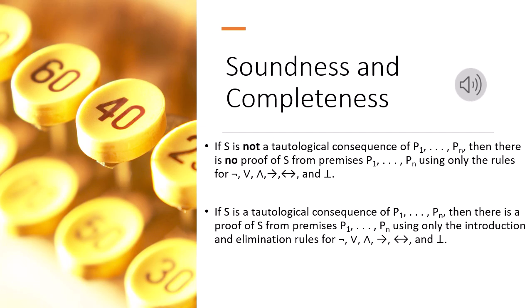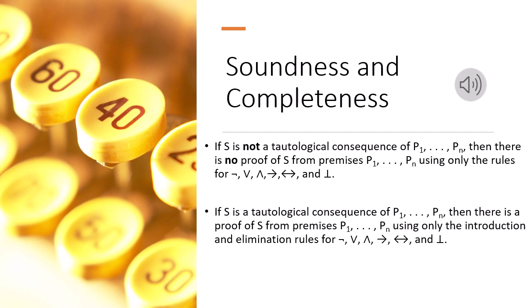And we'll actually prove this via what's called the contrapositive. We'll show that if there is a proof of S from the premises P1 through Pn using this Fitch system, using our methods, then S will have to be a tautological consequence of P1 through Pn. And that'll require us to analyze rule by rule and so on and so forth. So that'll be the soundness theorem.